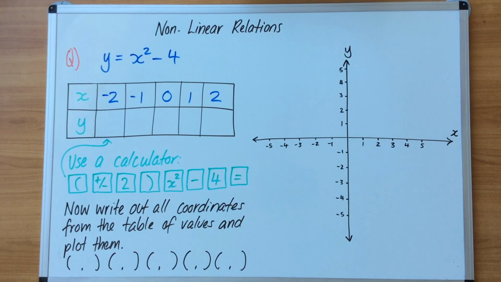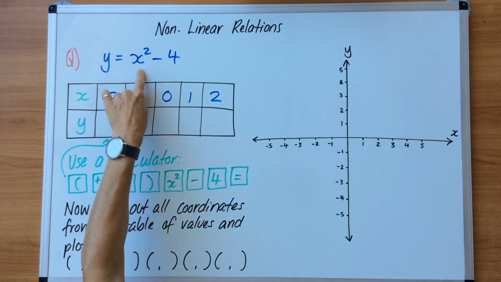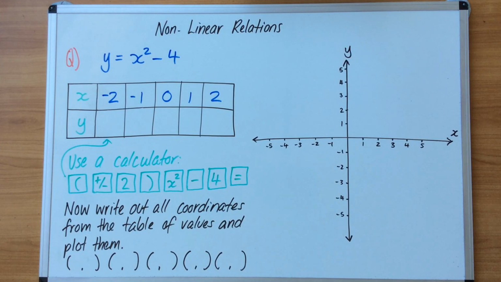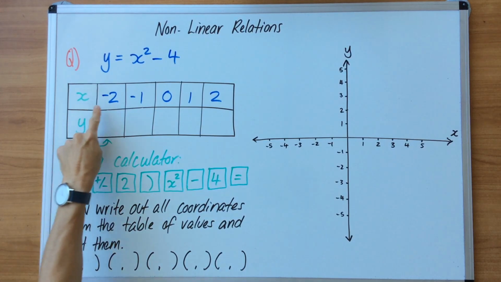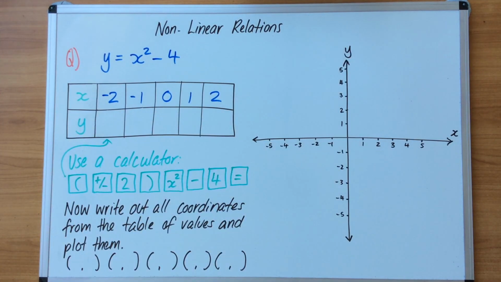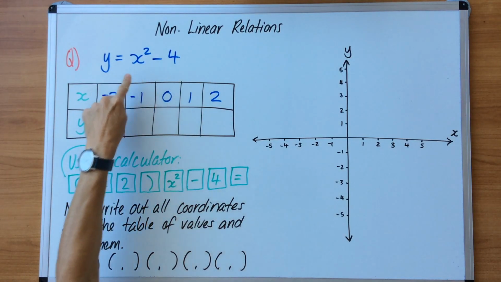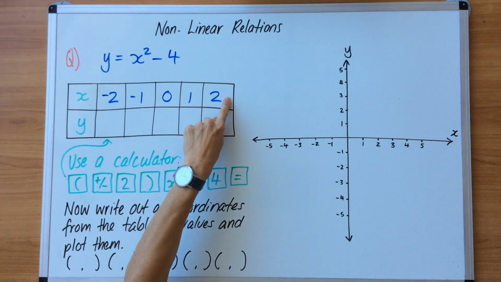Let's now take a look at this question. We have been given an equation that says y equals x squared minus 4. And we've got a table of values here, and the value of x has been given to us. We need to calculate what the value of y is so we can plot our coordinates that we're going to create from this table of values. So we have this equation, and the x must be substituted for the value given in the table.